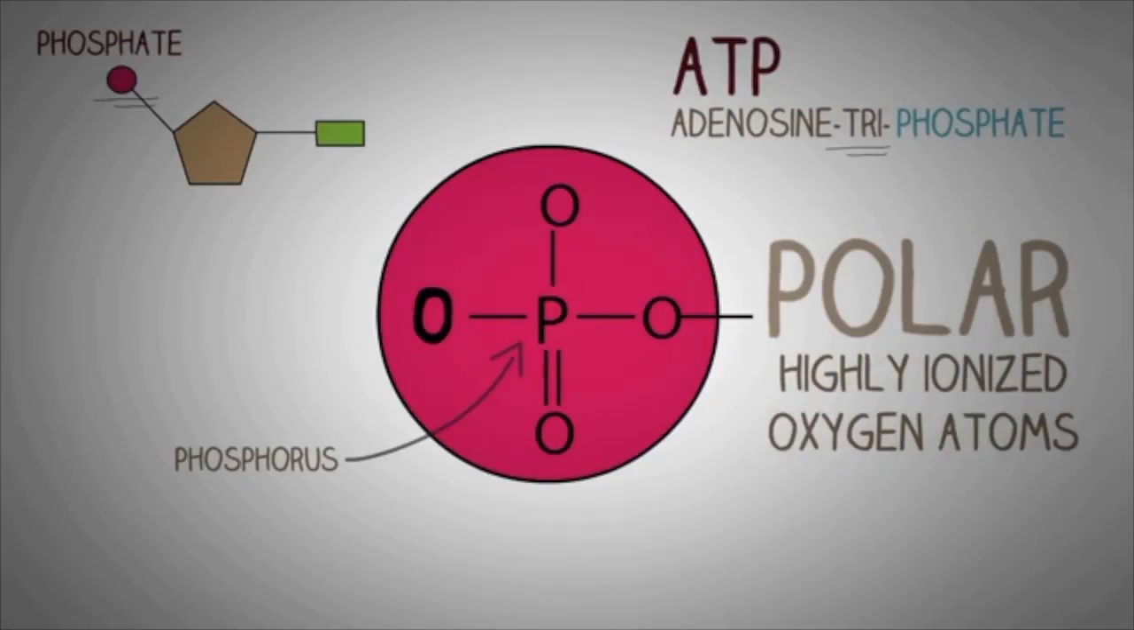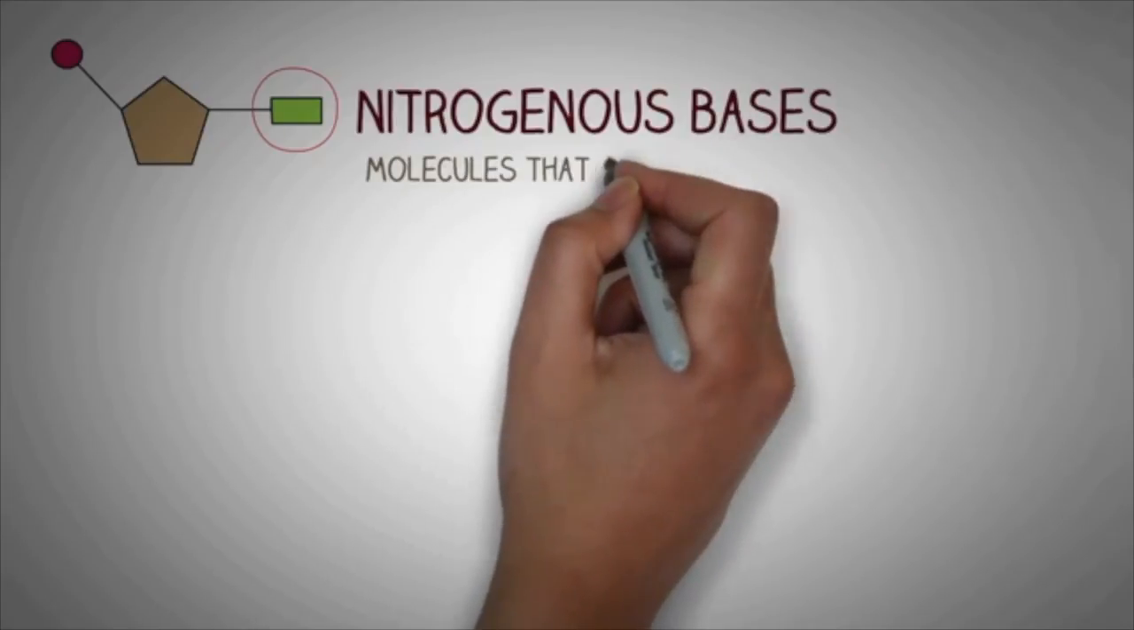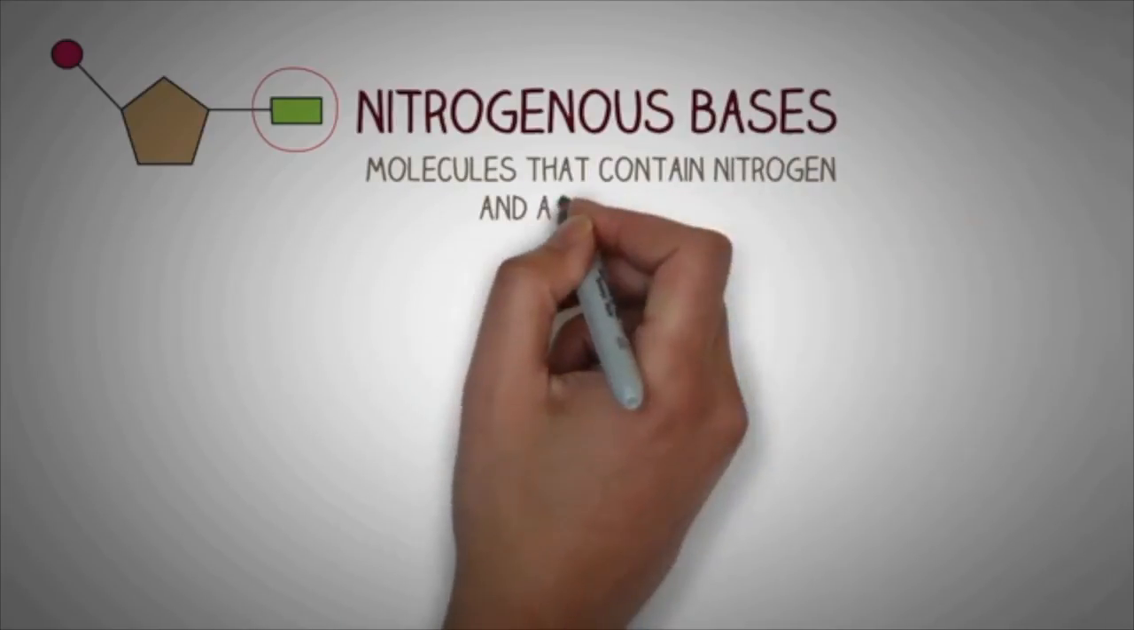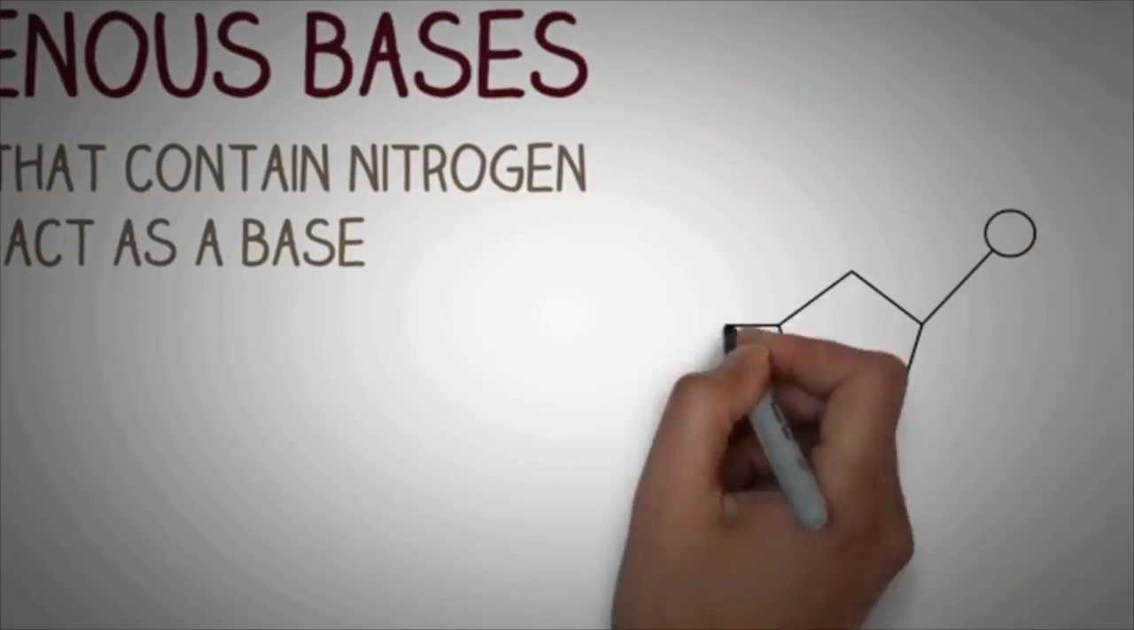Now the third important structure present in the structure of a nucleotide is the nitrogenous base. Nitrogenous bases are basically molecules that contain nitrogen in varying amounts and they act as a base.